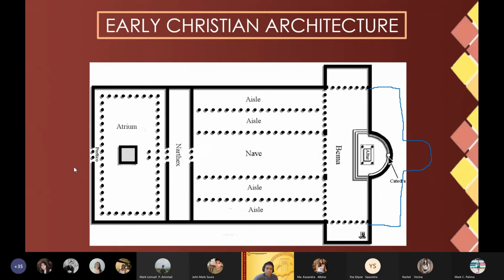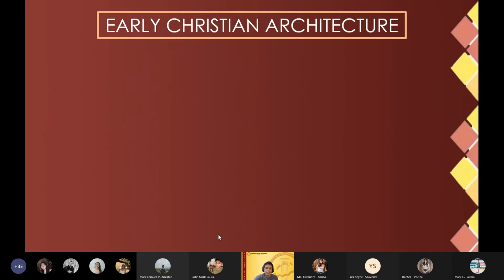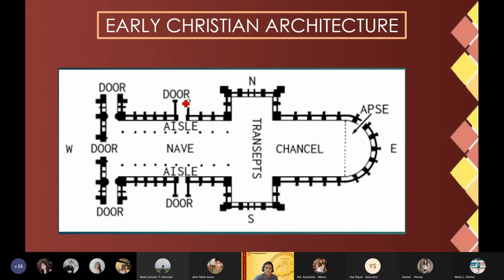This part right here will now be called transept. Okay, your sanctuary is extended. So churches with transept have a bigger sanctuary, a bigger area wherein they place the altar. Another example here, transepts. This one is cruciform in shape, so it is called transept. But if it is not cruciform, it is called bema.